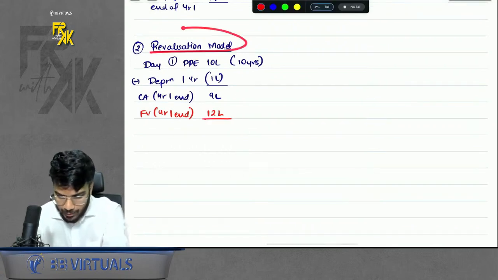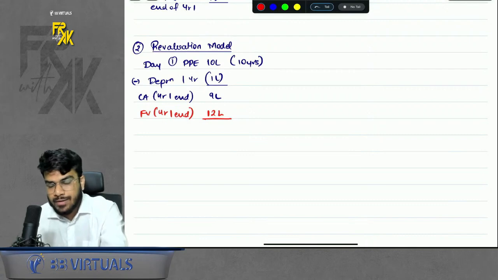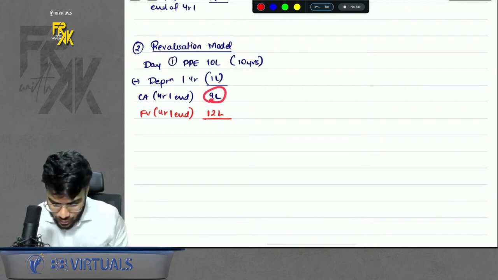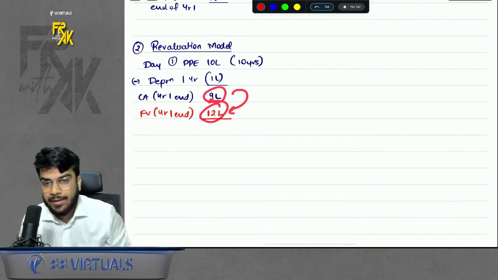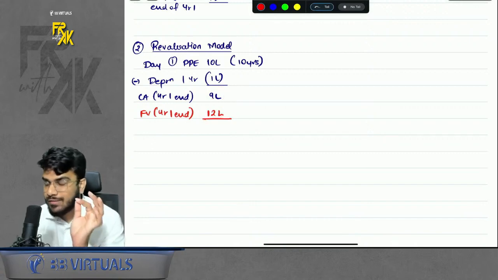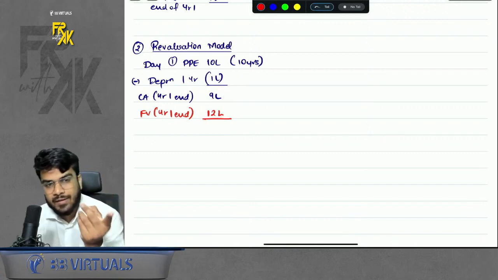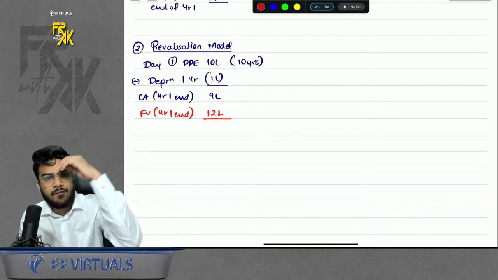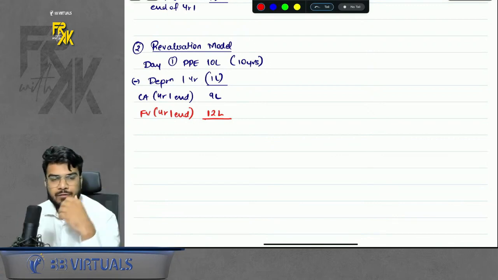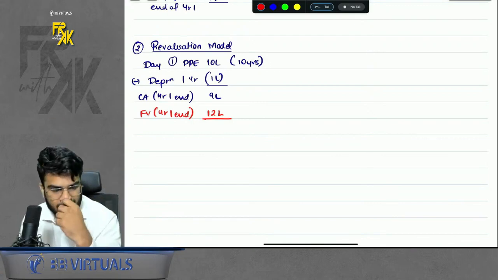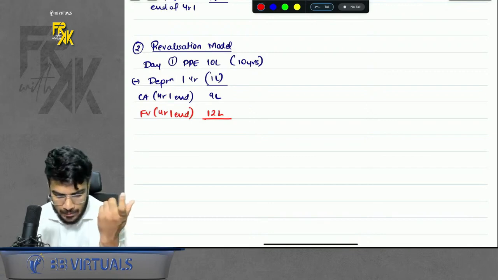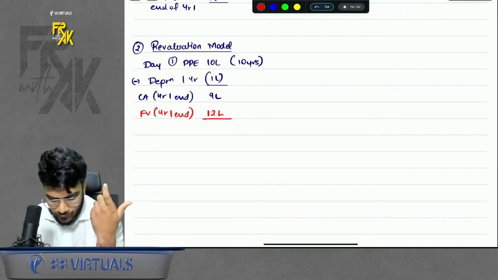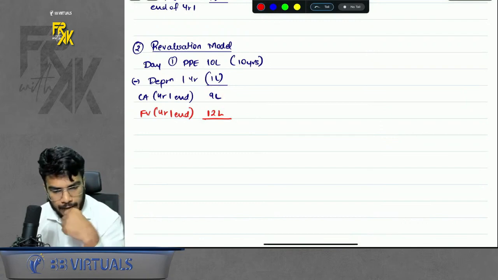Now under the revaluation model, at what value will we keep the asset at year end? At 9 lakhs or 12 lakhs? We will keep it at 12 lakhs. We faced a similar situation in yesterday's example, when I was teaching the concept of OCI and we discussed that we have to increase the value of land. Similarly, here we have to increase the value of PPE from 9 lakhs to 12 lakhs.